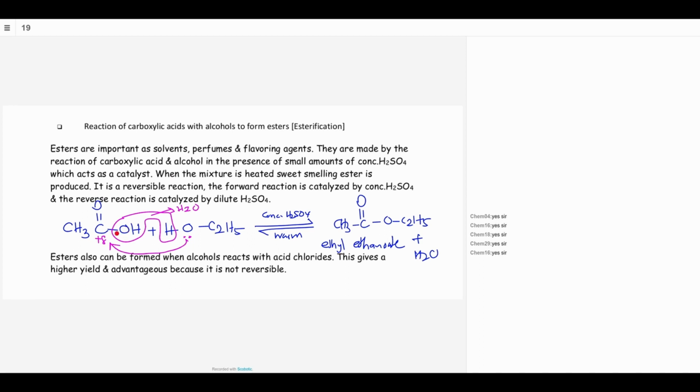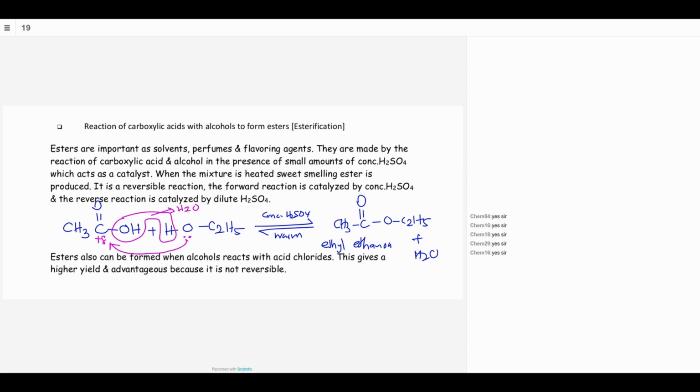Now you might want to know why it's so important to know which molecule gives the H and which molecule gives the OH. Suppose I remove the OH from the alcohol and the H from the carboxylic acid, if I remove the water molecule that way, you still get the same product, CH3 C bond O C2H5. But that is wrong, because you get caught if the oxygens are labeled.